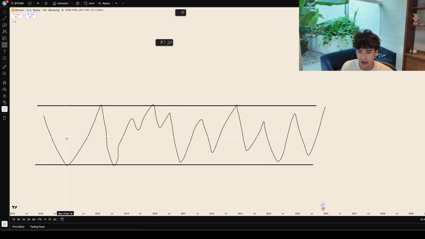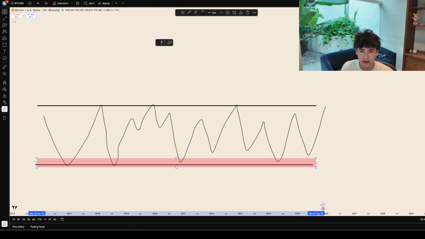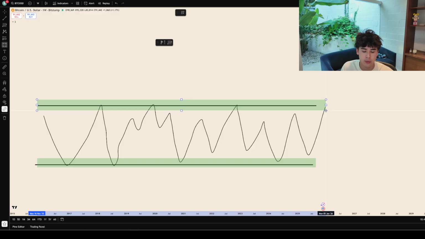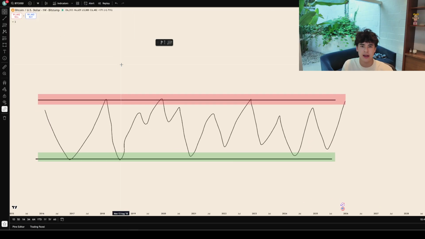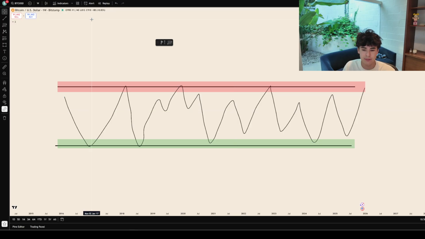So we can go ahead and highlight this with a box as well. This would be our region of support. We can highlight this in green, and we can have our region of resistance and highlight this in red. So pretty much every time we come closer to this green area, we have a higher chance of bouncing, and every time we come to this red area, we have a higher chance of rejecting. This is just a pretty simple version of some horizontally trading support and resistance. We can see that the market is just going horizontal.